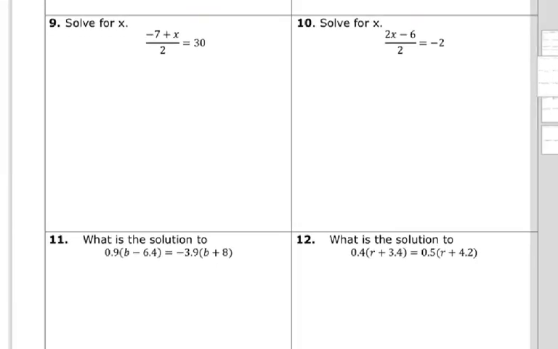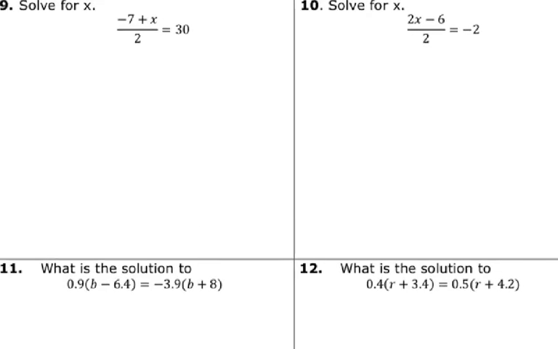So we now move into number 9. In number 9, it looks difficult, but it's not. It's exactly the same as everything else we've been doing. So number 9, it says negative 7 plus x divided by 2 equals 30. So if this is division, I undo division by multiplying by 2. If I multiply 2 on the left, I need to multiply 2 on the right. That will make my 2's cancel. Negative 7 plus x equals 30 times 2 is 60.